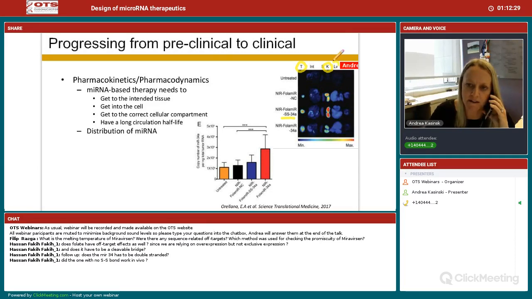Importantly, we didn't see a lot of uptake in the liver, and this was great for us because there's a lot of agents that will deliver to the liver, but very few extrahepatic delivery agents, so we were excited by exclusion from the liver. So we saw distribution there.